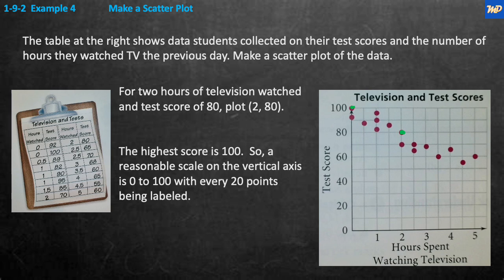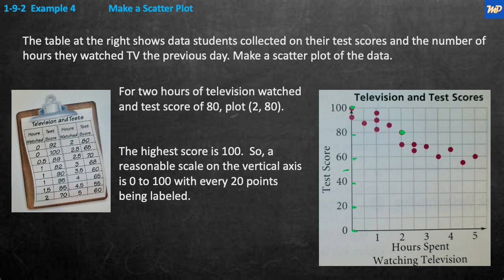And so a reasonable scale on the vertical axis is 0 to 100, because you can get 0 on your test and you can get 100. But really, we could have gone 50 to 100, right? We could have done 50 or 40 because there weren't any scores lower. But they went from 0 to 100, and they labeled every 20 points, right? Every 20 points being labeled. So here's 20, 40, 60, 80, and 100.